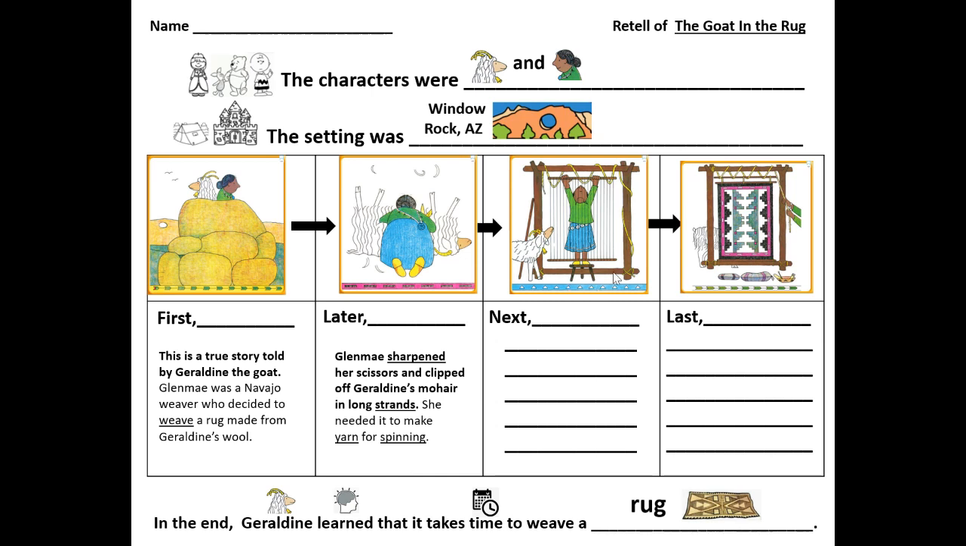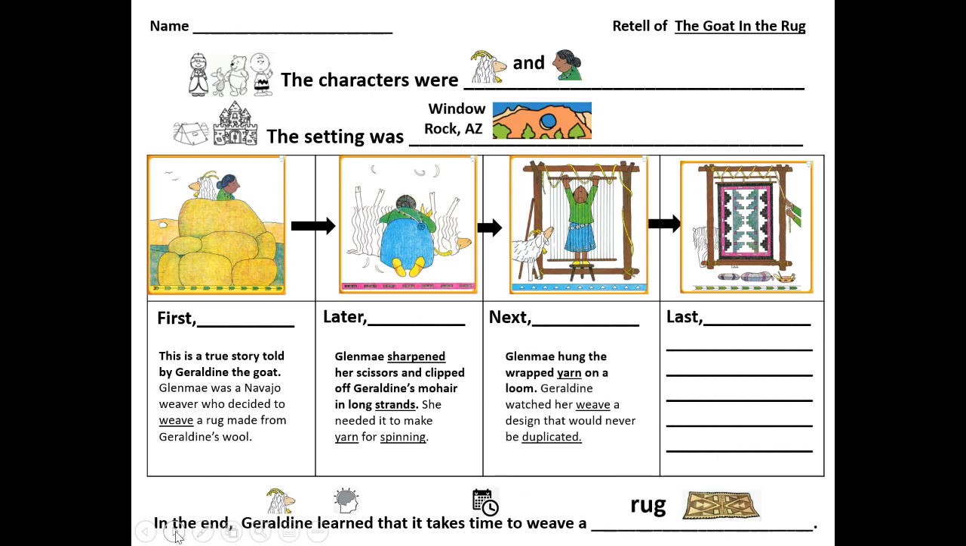What is Glen May doing and what is Geraldine watching her do? What is she thinking? So next, Glen May hung the wrapped yarn on a loom. Geraldine watched her weave a design that would never be duplicated. So again, I underline the words yarn, weave, and duplicated.